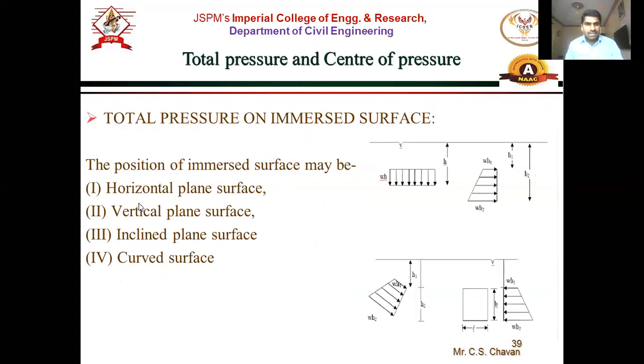Now as we discussed, there are four cases depending upon the position of that surface. The surface is horizontal, then the surface is vertical and inclined, and last is the curved surface. Now here it is shown that the surface is horizontal. So this is the free liquid surface, the surface of the liquid, and this horizontal surface is immersed in that particular liquid. So over this the pressure will be acting.